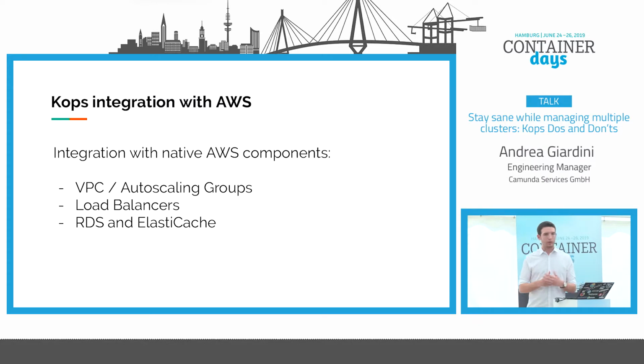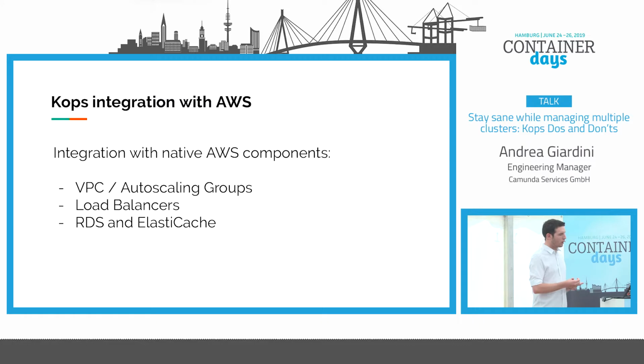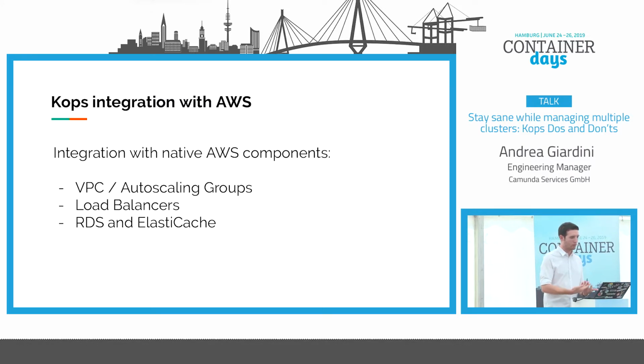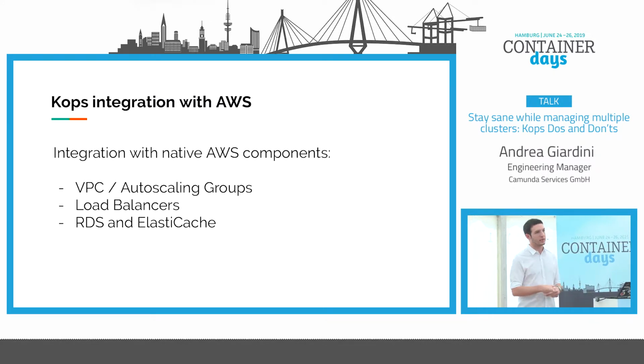Okay, now we're going to speak a little bit more about Kops and its integration with AWS. So how does the cluster integrate with different AWS services? We will talk about VPC and autoscaling group, first of all. Then we will speak about load balancers. And then I will spend a brief time on RDS and Elasticache.